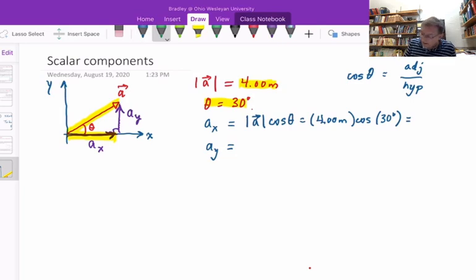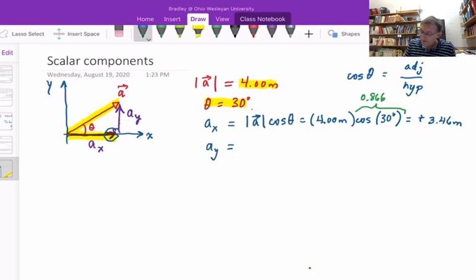When you go to your calculator and have it give you the cosine of 30 degrees, make sure your calculator is in degree mode, it will tell you, to 3 sig figs, that the cosine of 30 degrees is 0.866. So I'm multiplying 0.866 with 4. I'm going to get a positive result. I get 3.46 meters. And the positive value for A sub x is consistent with the fact that the arrow on it points in the plus x direction.